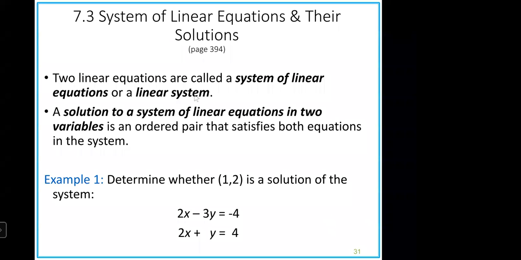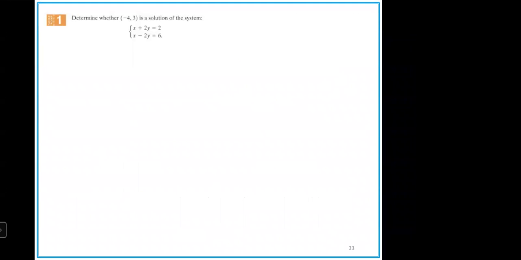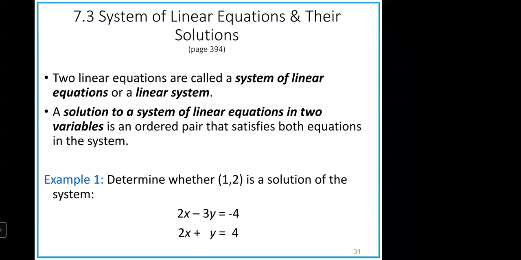Now, I don't know if you remember, some of you may remember in school when you did something called simultaneous equations. That's basically the same concept we're looking at here, but in a lot of the American books, they don't use the term simultaneous equations. They use the term system of linear equations, or a linear system.